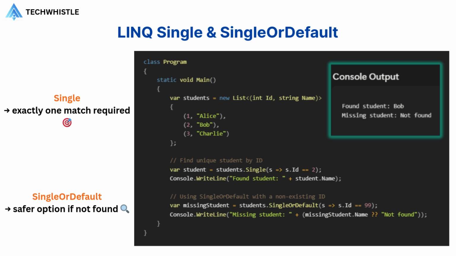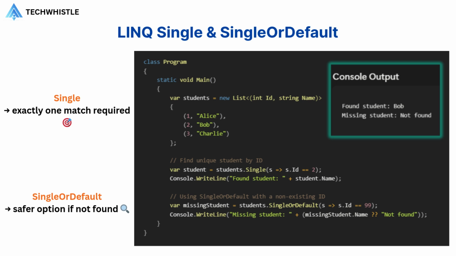That's where SingleOrDefault comes in. SingleOrDefault says, I also expect only one item, but if I can't find it, instead of crashing, I'll just give you a safe default. For reference types, the default is null. For numbers, it's 0. So in our case, when we try to find student 99, SingleOrDefault returns null. And then we can handle it by printing a friendly message to the console: missing student not found.